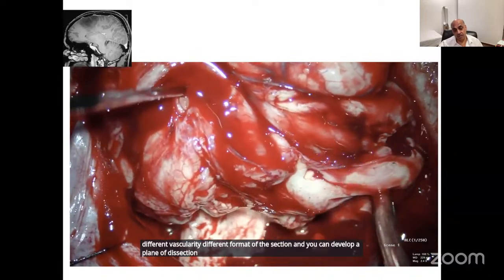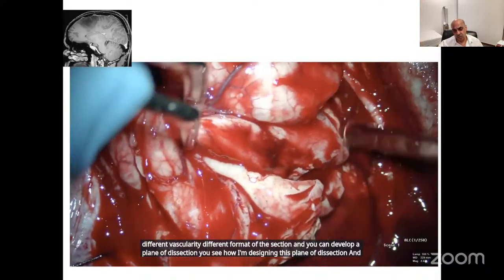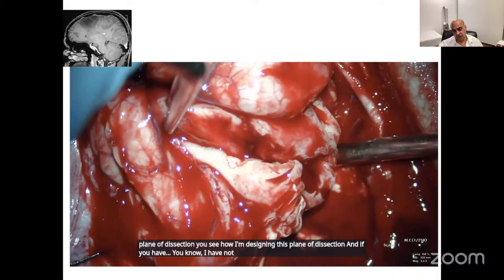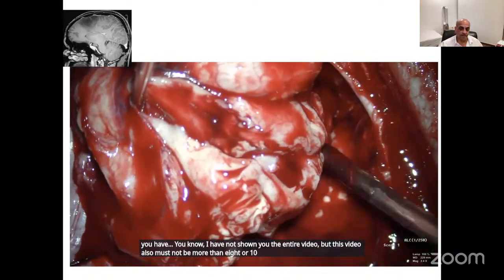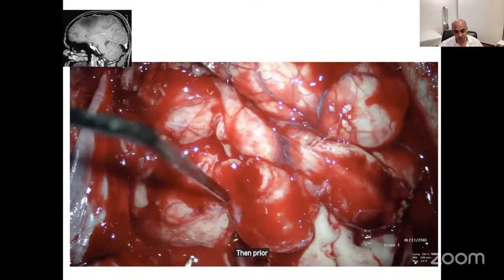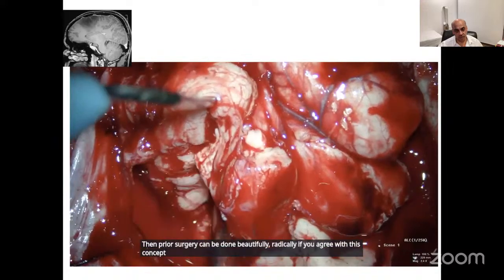You see how I am designing this plane of dissection. I have not shown you the entire video, but this video also must not be more than 8 or 10 or 15 minutes. The entire surgery can be done beautifully and radically, if you agree with this concept of radical low-grade tumor surgery.